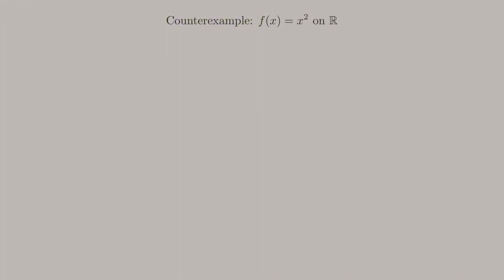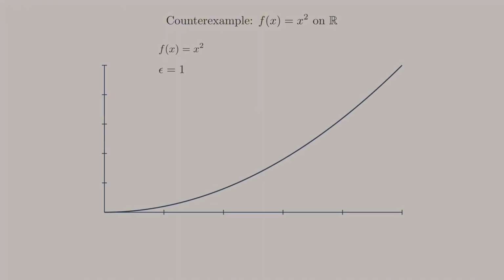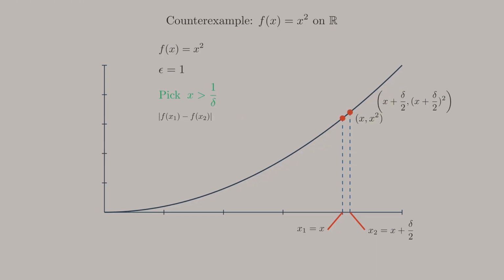An even simpler example is the function y equals x squared on the whole real line. If I pick epsilon equal to 1, then no matter what delta you pick, I can pick an x bigger than 1 over delta. Then if our x values are x and x plus delta over 2, the difference in y values is, after some algebra, bigger than x times delta, which is equal to 1. So no matter how small you pick delta, I can find points within delta of each other where the function values differ by more than 1.